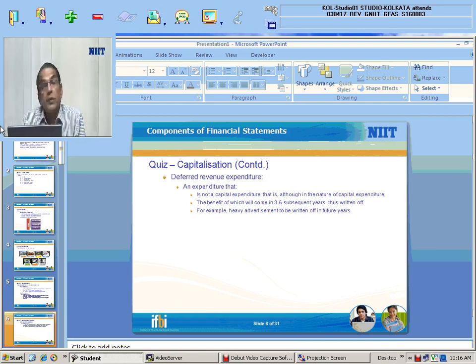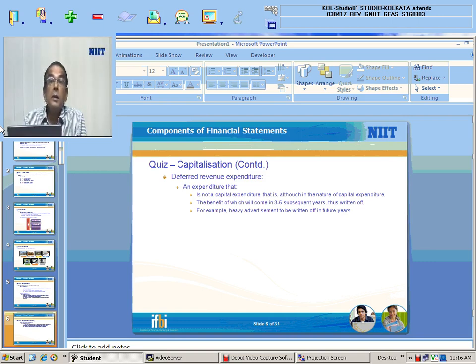What is the purpose of this? Normally advertisement is for generating more revenue, because when you advertise, you expect people will buy your products. They will see the advertisement, they will be induced to buy your product, and it will generate more revenue. But here, a company which has come to the market for the first time with its products is incurring heavy expenditure.